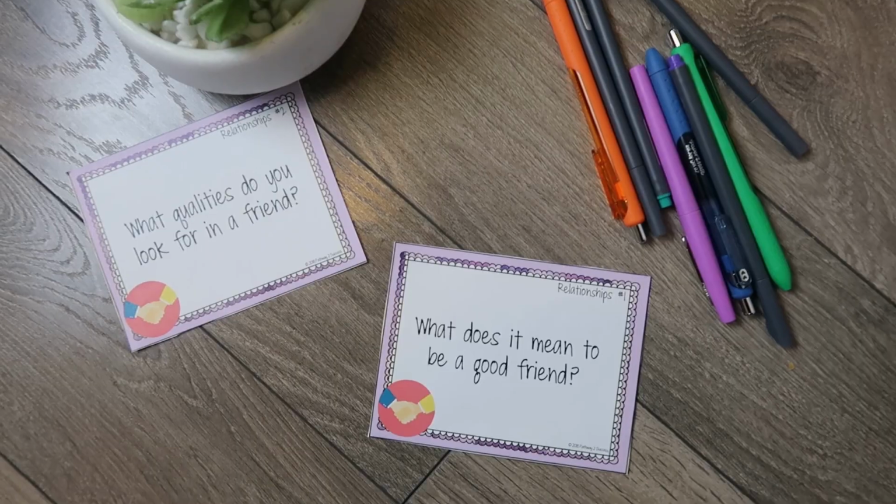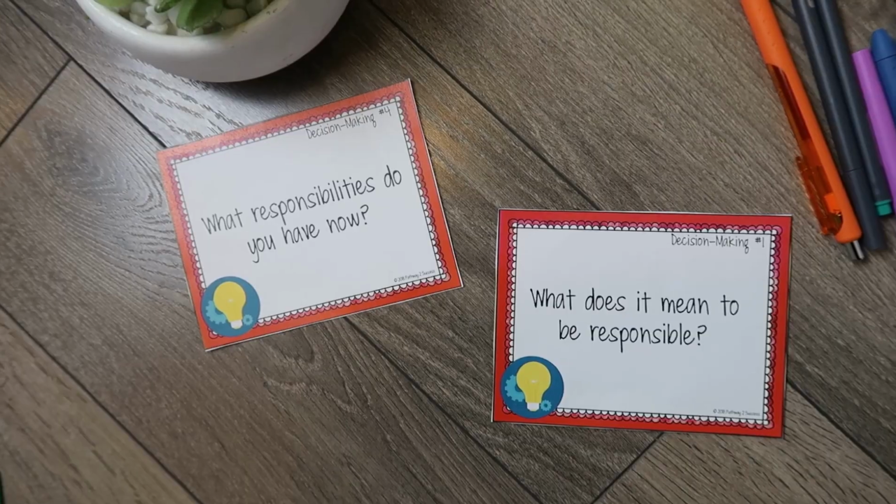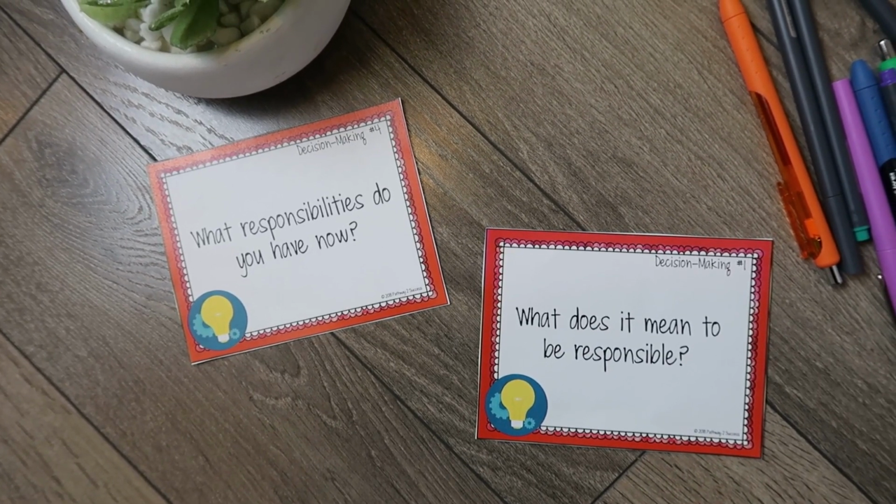And relationships, skills for starting, building, and maintaining healthy relationships. What qualities do you look for in a friend? What does it mean to be a good friend? And then lastly, decision making. What does it mean to be responsible? Give an example of a time you made a responsible decision. What responsibilities do you have now?